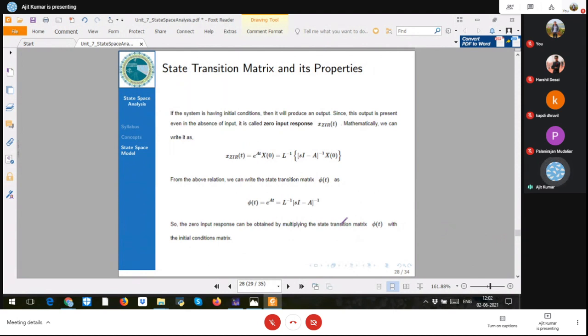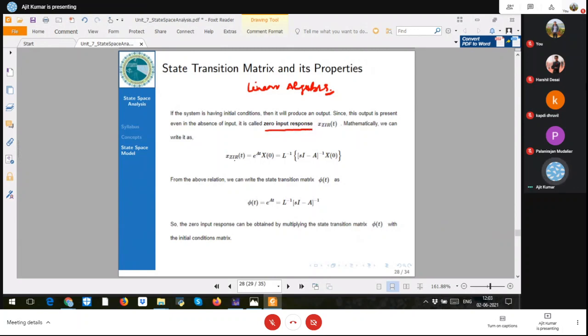Moving ahead, now we are trying to learn the state transition matrix concept and its properties. This is a fundamental concept we have already learned in linear algebra, so there is nothing very new. If the system has initial conditions, it will produce an output. Since the output is present even in the absence of input, this is a very important thing: the zero input response.